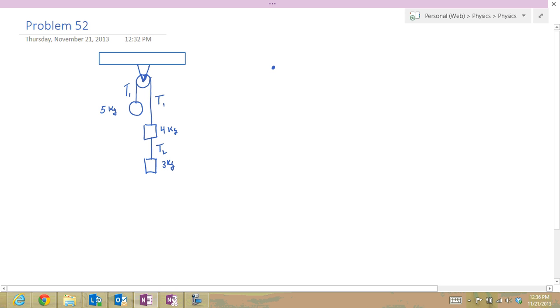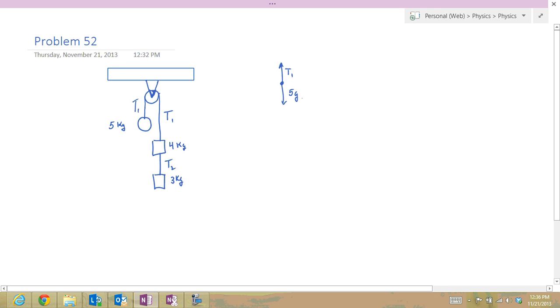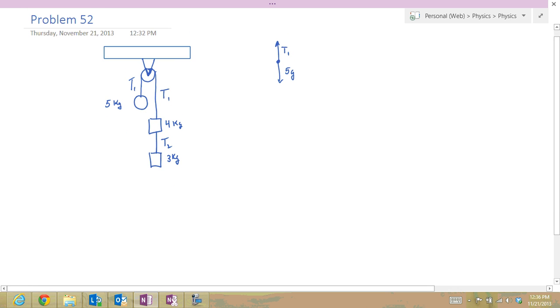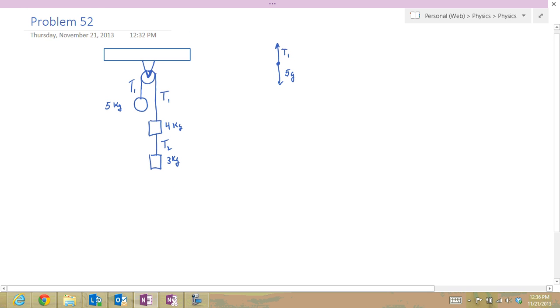So drawing the free body diagram for the first system, we have an upward force T1 and a downward force of 5g, 5 kilograms times the acceleration due to gravity. I'm going to leave out the units here because it's easier to see without the kilogram floating around in there. Just remember your units have to be correct when you're done.